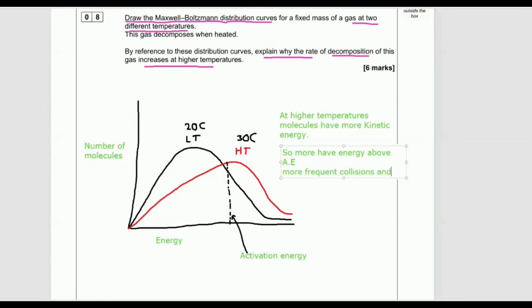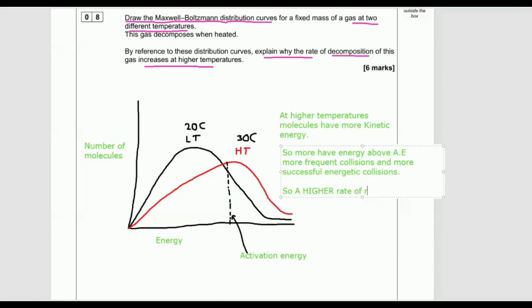We also get more frequent collisions. Important to use the word frequent, or more collisions per second. And that means that we're also going to have more successful collisions. So we're going to have a higher proportion of successful collisions because there are more molecules with energy above the activation energy. If the molecules on the left-hand side of the activation energy collide, they don't actually react because they don't have energy above, but we're going to get more successful collisions here.